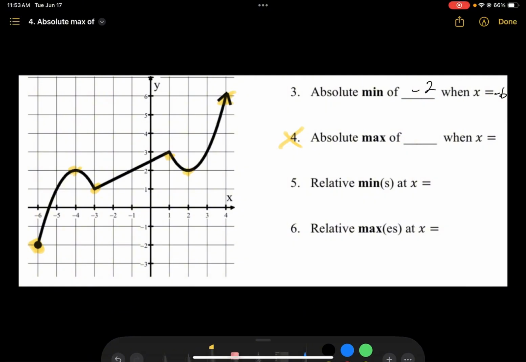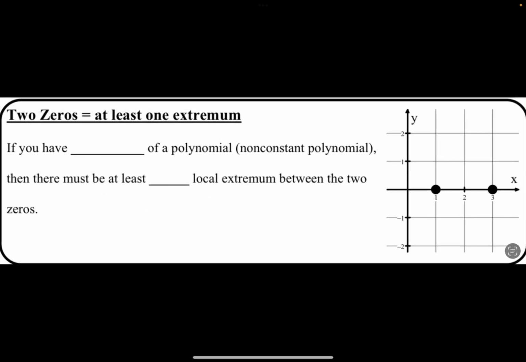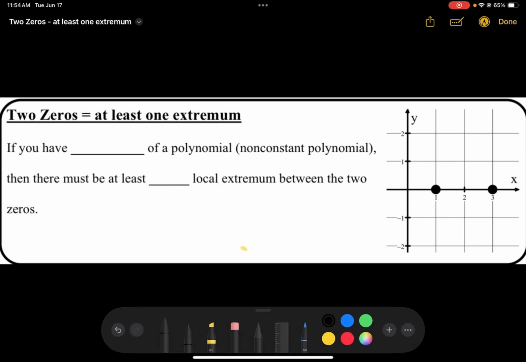Now that we're done with that, let's go to the next picture that I have. Let me switch this to the pen version. Alright, two zeros equal at least one extrema, like this. Oh, that is such a bad drawing. Sorry about that.